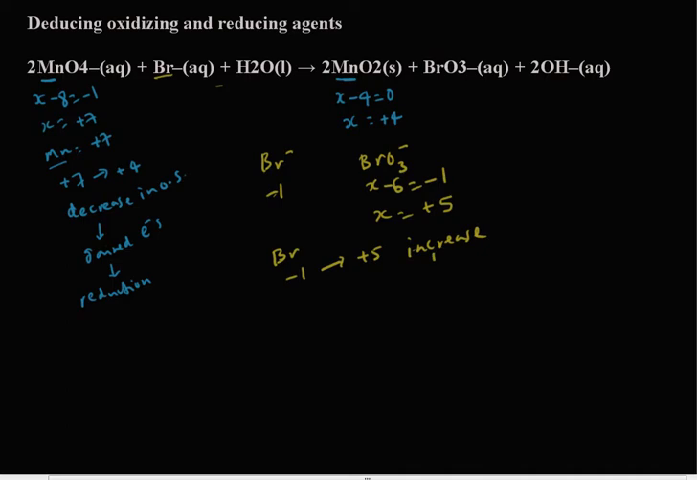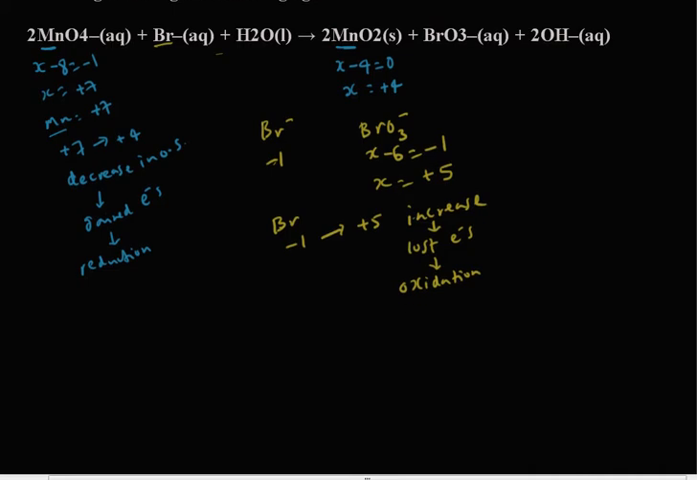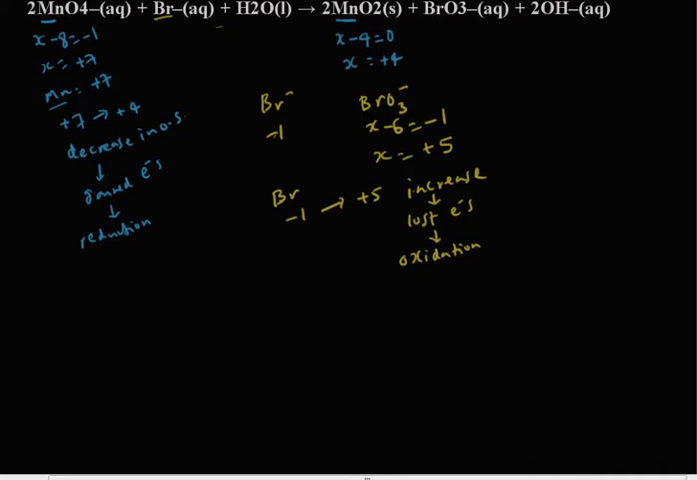So why did it increase? Well, it must have lost electrons. If it loses electrons, well, we call that process oxidation. Right? Now, in order to remember this better, here is a mnemonic aid for you.